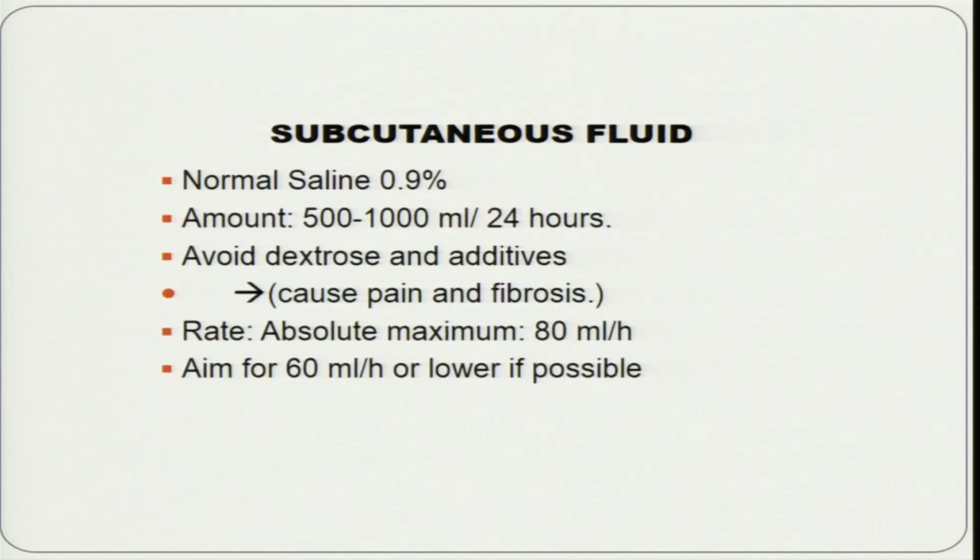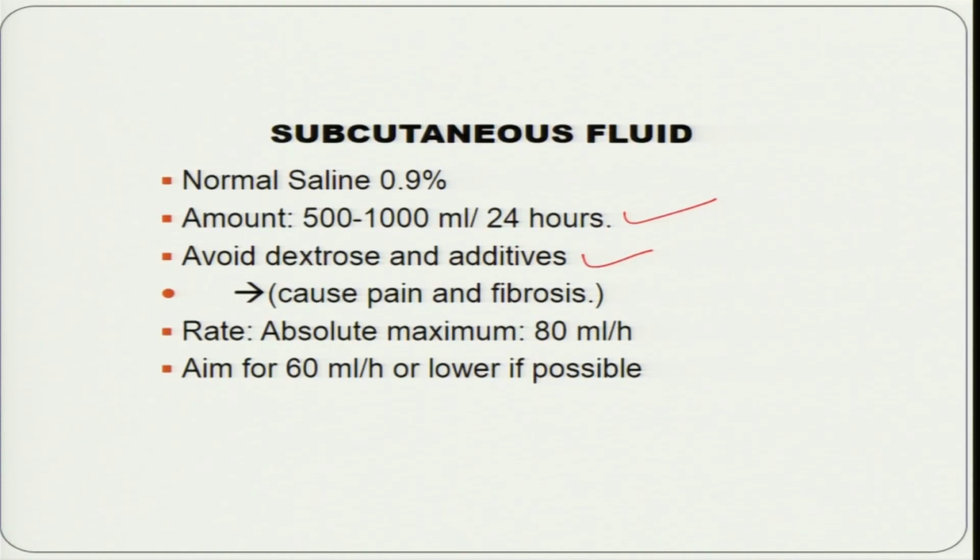Subcutaneous fluids sometimes have to be given when the patient is dehydrated or constantly vomiting. In this case, you can give only normal saline 0.9%. The amount given is about 500 to 1000 ml in 24 hours, but avoid giving dextrose, and dextrose with any other injections like multivitamin injections should not be given by the subcutaneous route. It will cause pain and fibrosis at the local site.